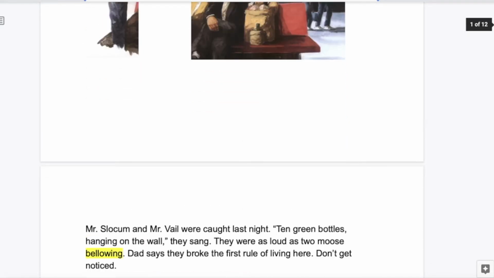Mr. Slocum and Mr. Vale were caught last night. 10 green bottles hanging on the wall, they sang. They were as loud as 2 moose bellowing. That's just they broke the first rule of living here. Don't get noticed.